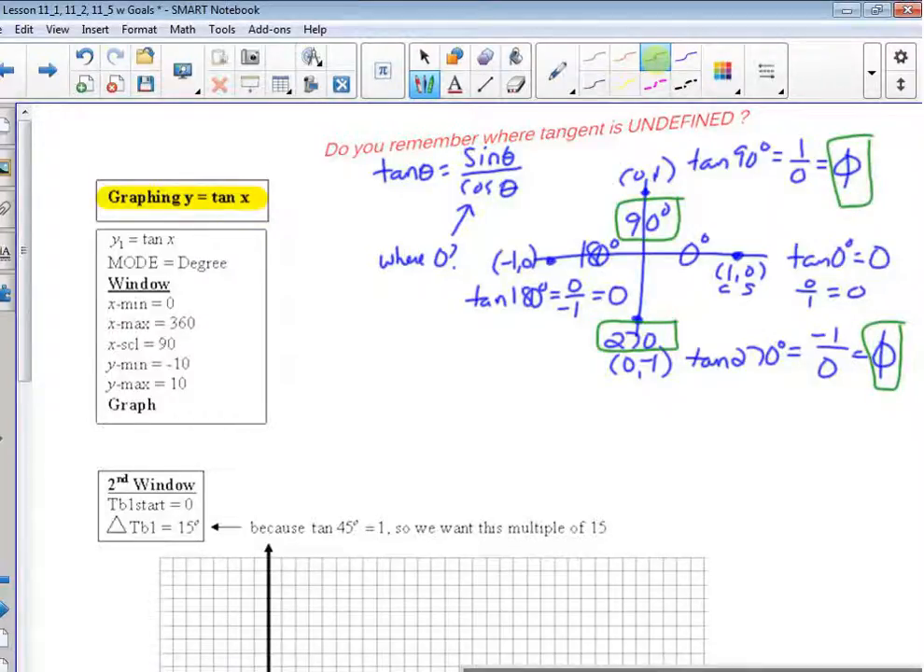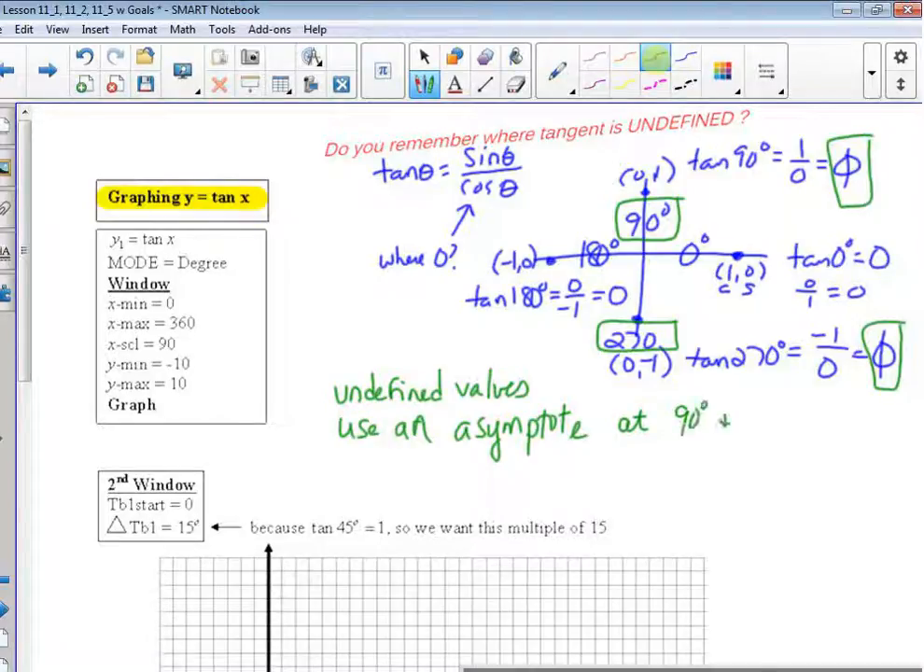Okay, so to graph undefined values, remember, you use an asymptote. It's just a dotted line, okay, so we'll get that at 90 and 270. So it's just a dotted line where it's undefined.